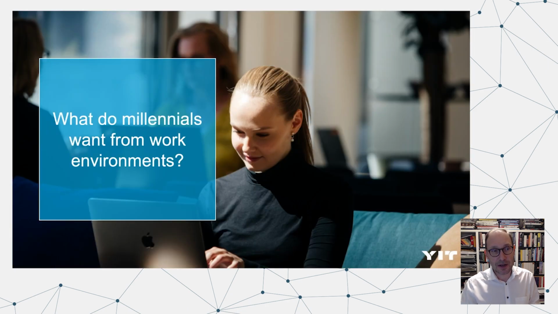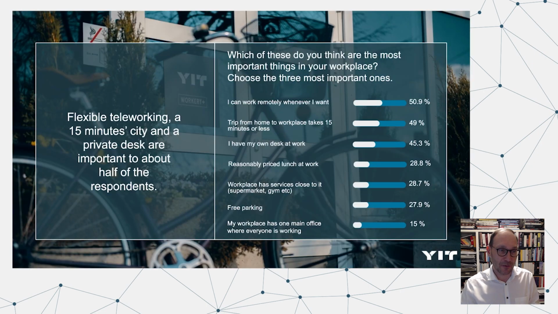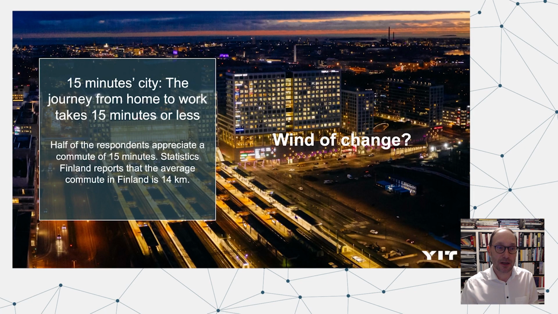So what do millennials want from the actual work environments? Well, the top 3 things were that they want to be able to work remotely whenever they want, and they want the trip from home to the workplace to take less than 15 minutes. And they quite surprisingly say that they want their own desk at work. I'll get back to that in a minute.